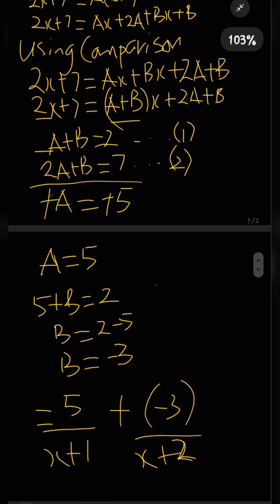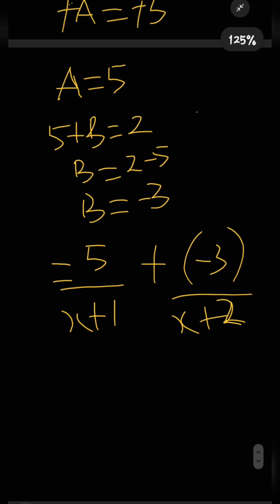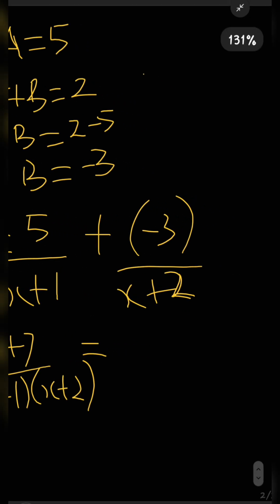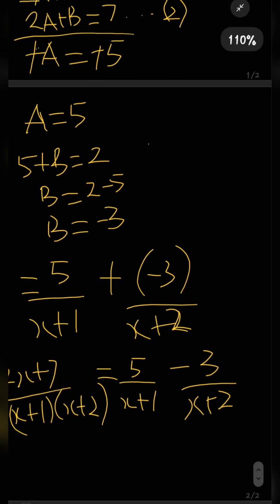So therefore our partial fraction for 2x plus 7 all over x plus 1, x plus 2 is equal to 5 over x plus 1 minus 3 over x plus 2. So this is our partial fraction. So that's the final answer.